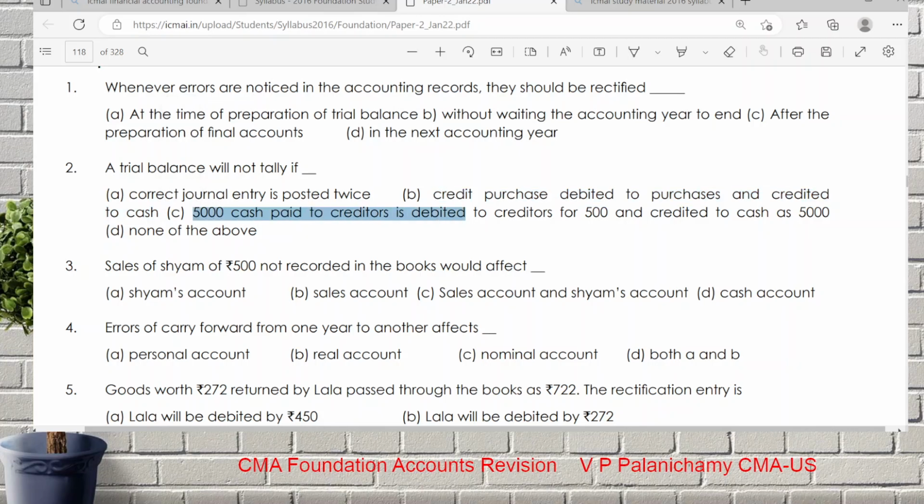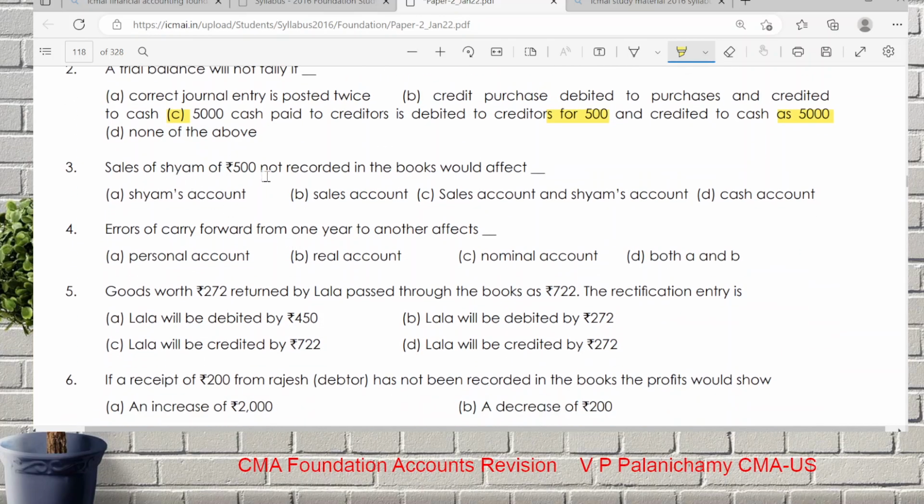5,000 cash paid to creditors, debited to creditors is how much? 500. So debit side only எவ்வளவு ரெக்கார்ட் ஆயிருக்கும்? 500 தான் ரெக்கார்ட் ஆயிருக்கும். And credit side எவ்வளவு ரெக்கார்ட் ஆயிருக்கு? 5,000 ரெக்கார்ட் ஆயிருக்கு. இப்போ ட்ரையல் பேலன்ஸ் tally ஆகுமா? Debit side 500 தான் ரெக்கார்ட் பண்ணிருக்கோம், credit side 5,000 na trial balance will not tally. So answer is C.